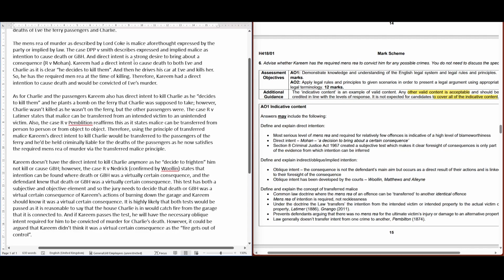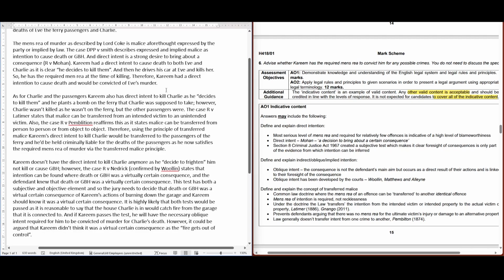So that was all the AO1, and now the AO1 is going to be applied onto the scenario. Kareem had a direct intent to cause death to both Eve and Charlie, as it's clear he decides to kill them. Directly referencing the scenario here. And then he drives his car at Eve and kills her. So he has the required mens rea at the time of killing. Therefore, Kareem had a direct intention to cause death and would be convicted of Eve's murder.